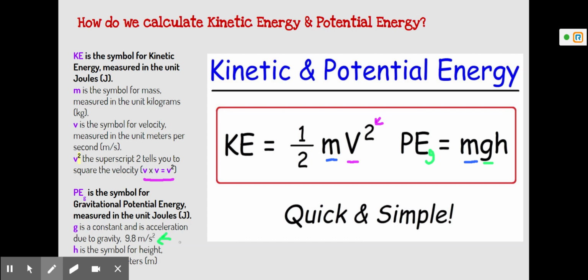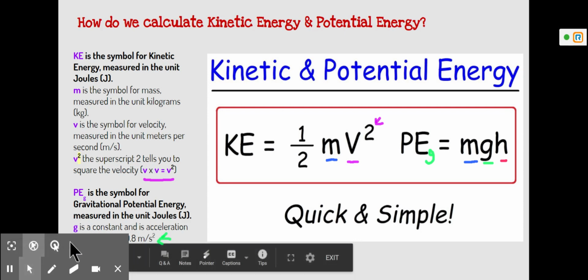h is the symbol for height. And height is measured in the unit meters. These are the two equations for calculating the quantity of kinetic energy and potential energy. Let's do a practice problem and see how we do.